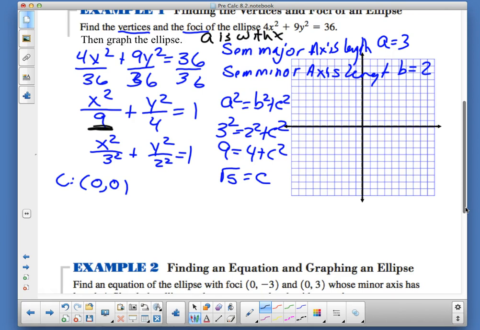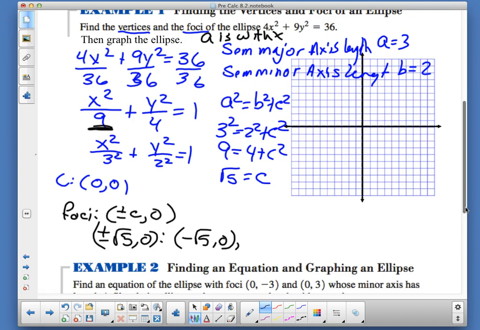A is with X, so it's going to be horizontal. Okay? So when I pull out my foci, if you look up, that's plus or minus C, 0, because it's with A. Okay? And I use my values of A and B to help me find my C value, my foci distance from 0, 0. Okay? So now I've got that, and I can list it as this, which just means that I've got a point at negative square root of 5, 0, and a point at the square root of 5, 0.